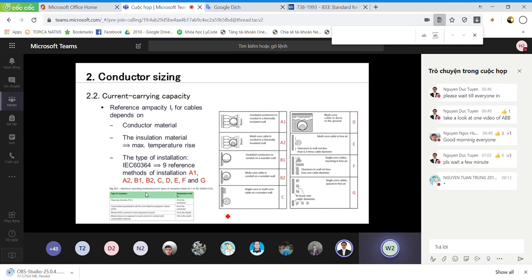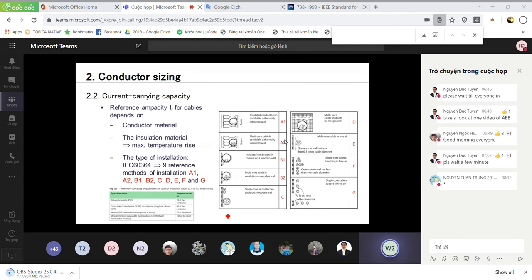And the second one is the insulation materials. When we are thinking about the insulation material, we have to think about the maximum temperature rise. We all know when the conductor carries the current, the temperature increases because of the resistance. So we have to think about the maximum temperature the conductor reaches to select the insulation material for it. Here we can see a table of insulation materials for the maximum temperature and what is a suitable material for the insulation.